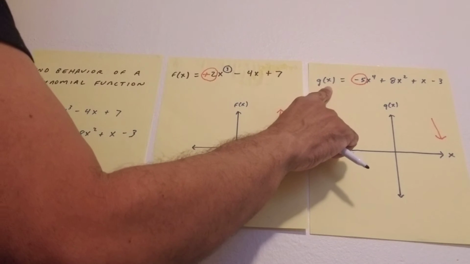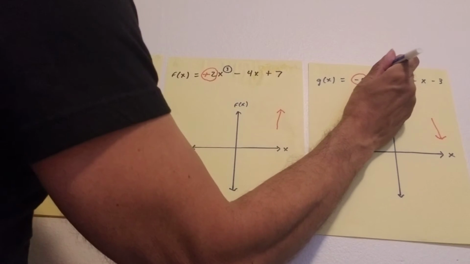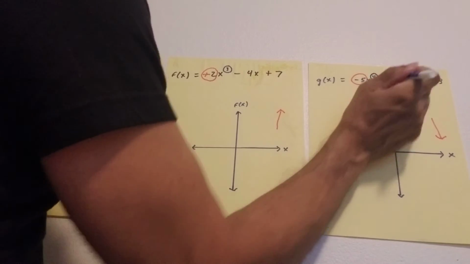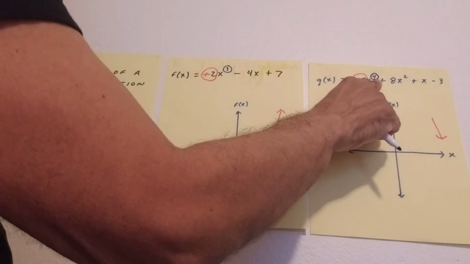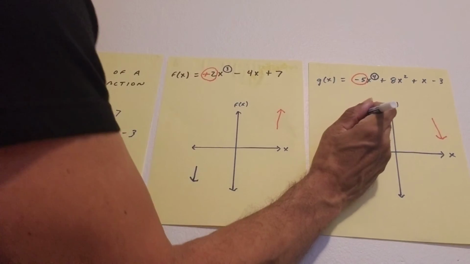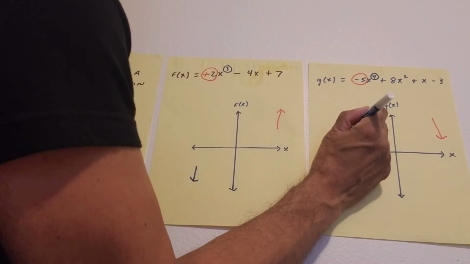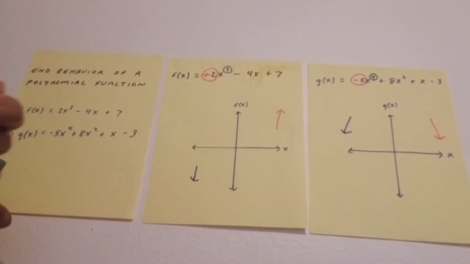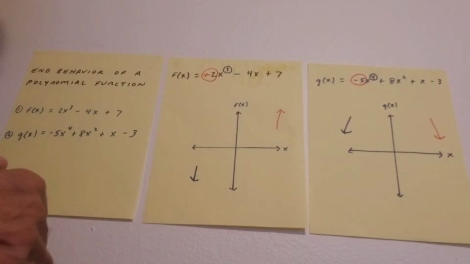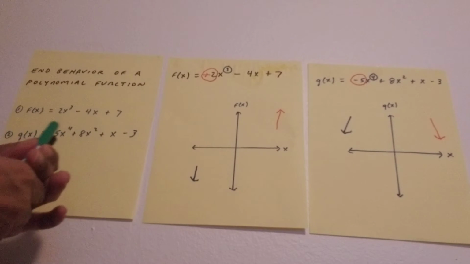For the g function, the degree is 4, which is an even number. When you have an even degree, both ends of the function will go in the same direction. They will both go down or they will both go up. Those are the key traits of a polynomial you look at to determine the end behavior.